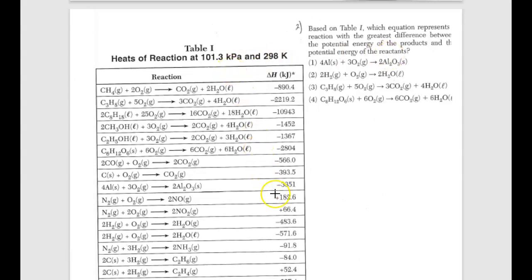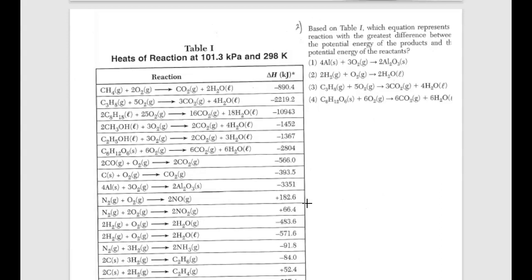Now, you'll notice for delta H, you have negative values and positive. The negative value just tells you that energy is going to be released as part of the reaction. A positive value, energy is going to be absorbed as part of the reaction. There's actually a footnote at the bottom of this table that reminds you of that.